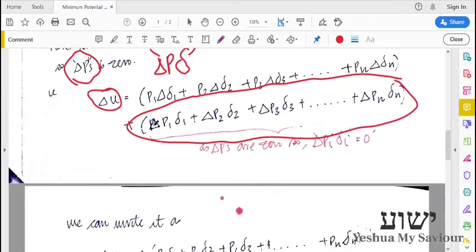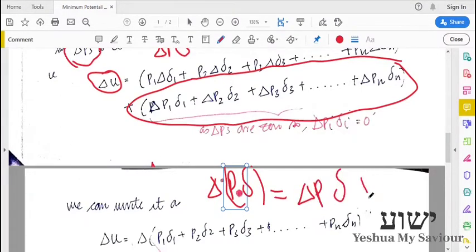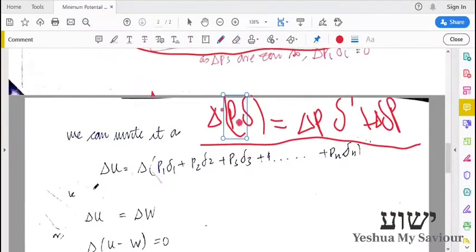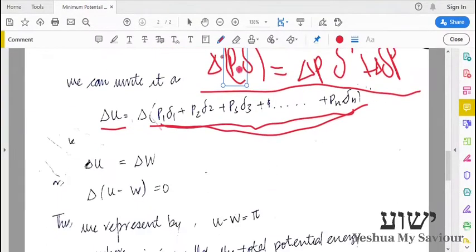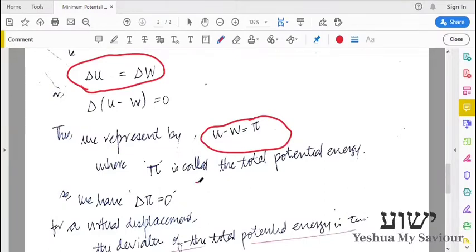So here we can pull the delta out. That is, we can write something like delta P of delta is equal to something like delta P plus the differential formula. So we can think of the reverse of this. We will get delta U is equal to delta of this term. So we can see that inside the bracket we have the work done. So delta U is equal to delta W, that is, the change in internal energy is equal to the change in work done. So again, pulling out delta, you will get delta of U minus W is equal to zero, and the U minus W term is called the total potential energy. So this is the total potential energy.